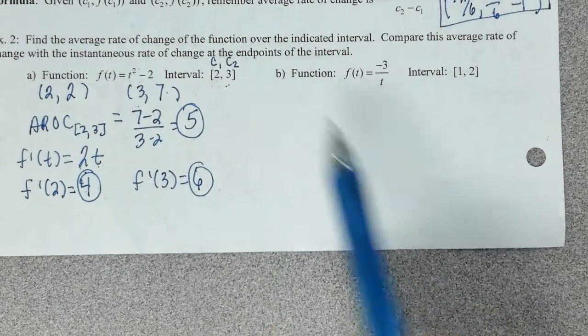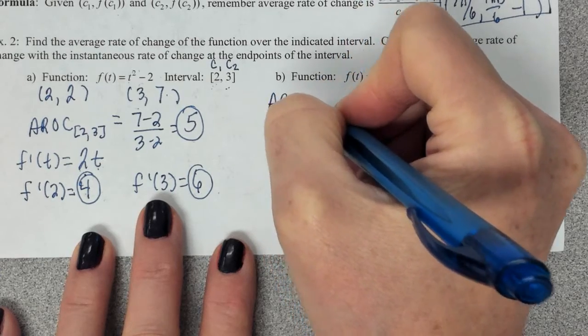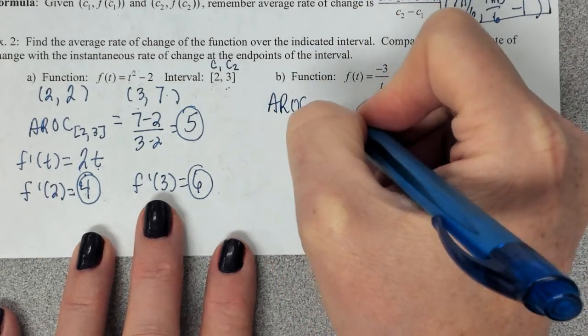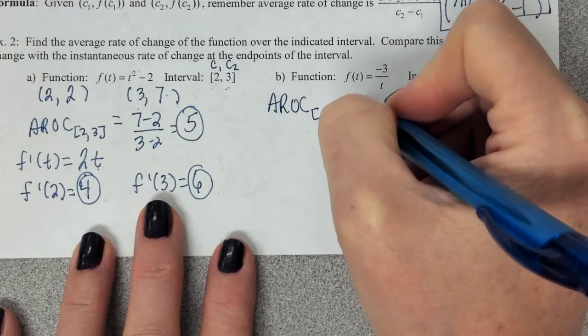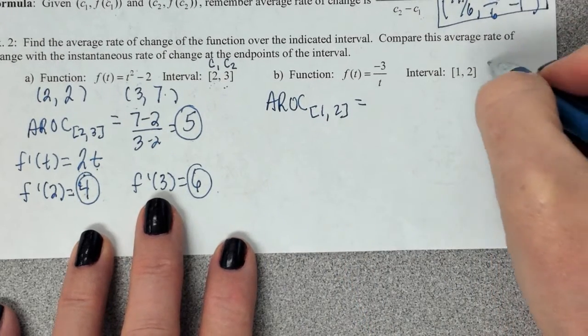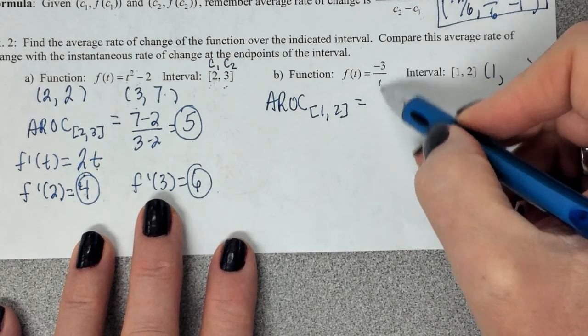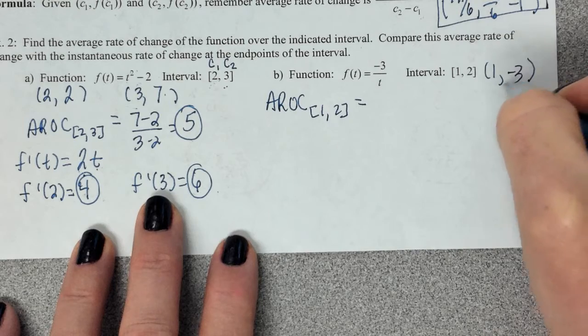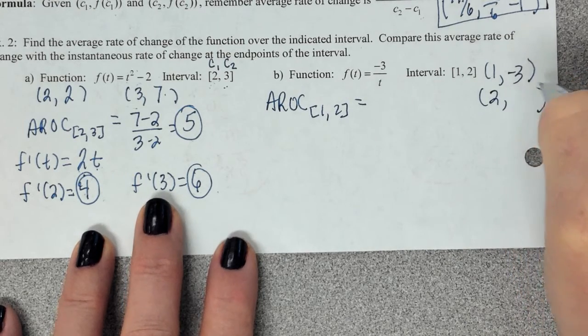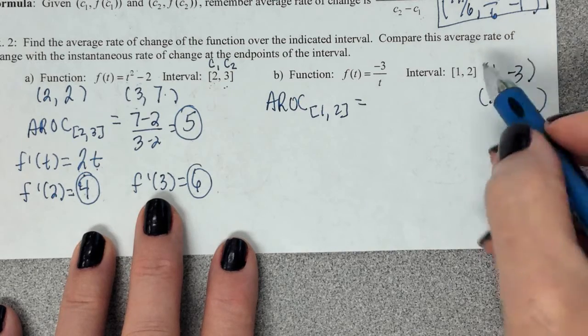All right, let's find our average rate of change here. So to find our average rate of change between 1 and 2, first we have to come up with the points. Sarah, what do I get if I plug in 1 into the function? And what about if we plug in 2 into the function? Michael?